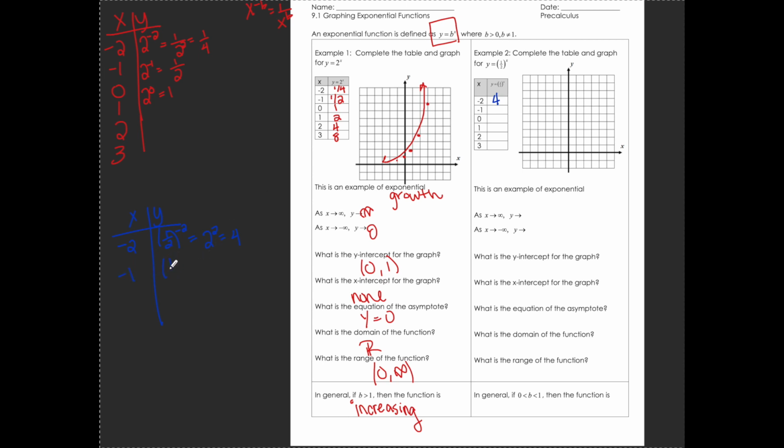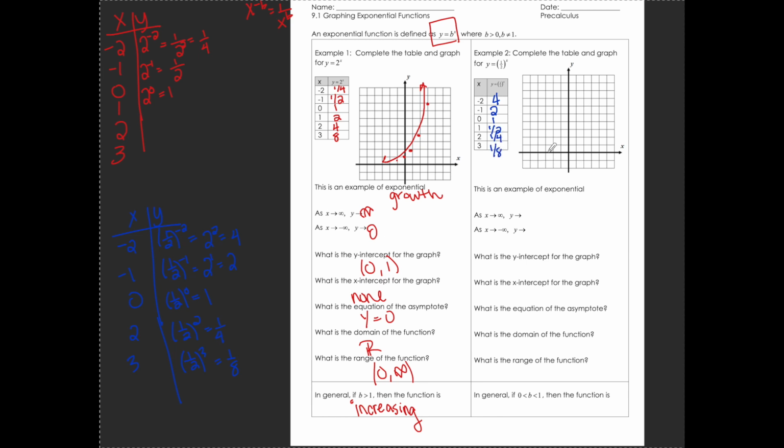For negative 1, I have 1/2 to the negative 1. That's the same thing as 2 to the positive 1, so that's 2. For 0, 1/2 to the 0 is 1. 1/2 to the 1 is just a half. And then if I have 2, that would be a half squared, which gives me a fourth. And then for 3, 1/2 cubed gives me an eighth. So I have a fourth and an eighth.